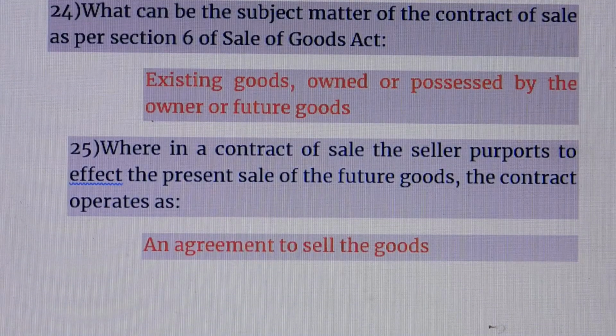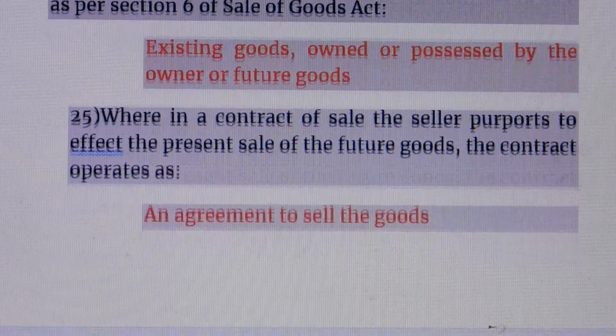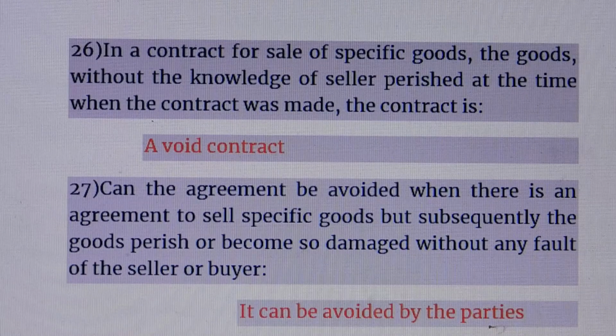Question number 25. Where in a contract of sale, the seller purports to effect the present sale of the future goods, the contract operates as. Answer is an agreement to sell the goods. Question number 26. In a contract for sale of specific goods, the goods without the knowledge of seller perish at the time when the contract was made. The contract is, answer is a void contract.